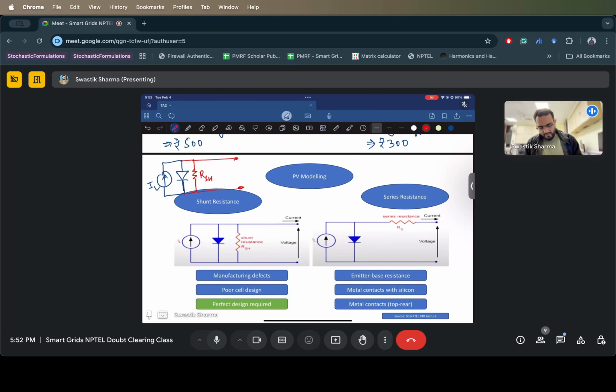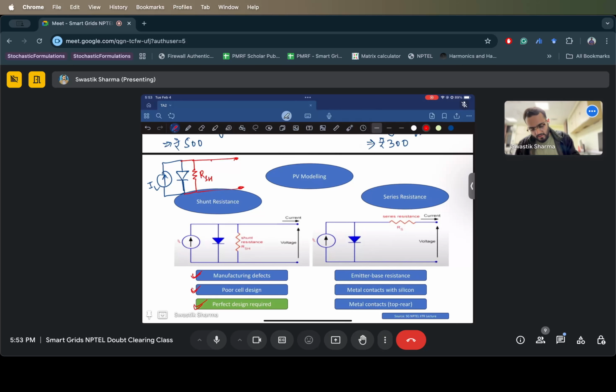This comes due to the fact that there can be manufacturing defects. Let's say that some kind of a defect happened during manufacturing. That is modeled using a shunt resistance. Let's say your cell design is poor, your cell is not behaving as it should, right? That kind of a loss, because it won't generate the same amount of current that it is promised to, is shown as a shunt resistance. If you don't want the shunt resistance to be there in the first place, you need to have a perfect design, but there's no such thing as perfect, right? There can always be some kind of defects that can happen.